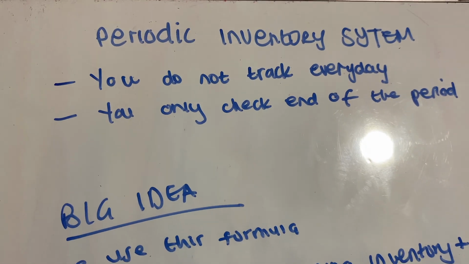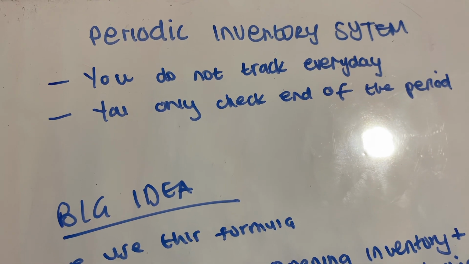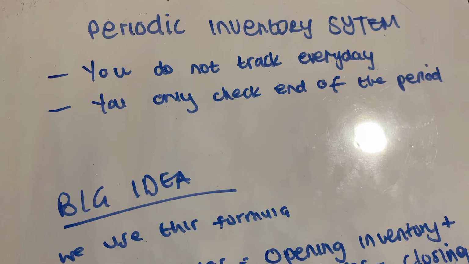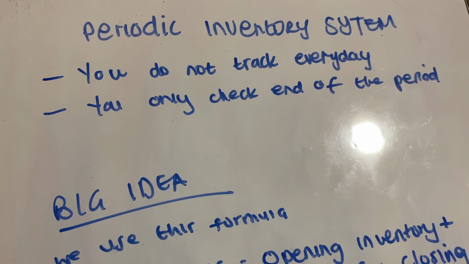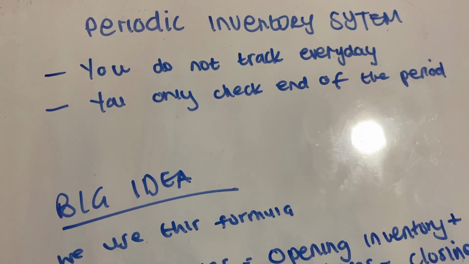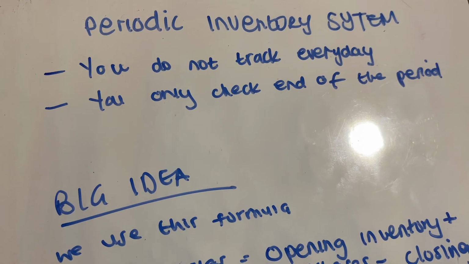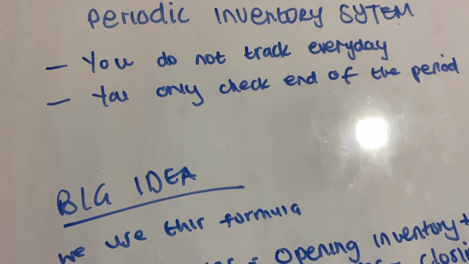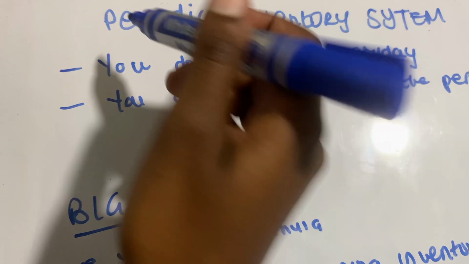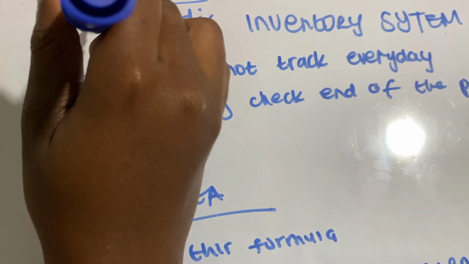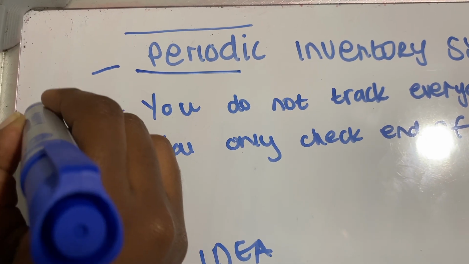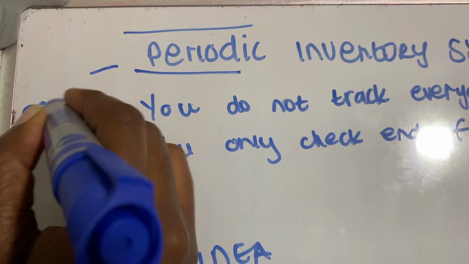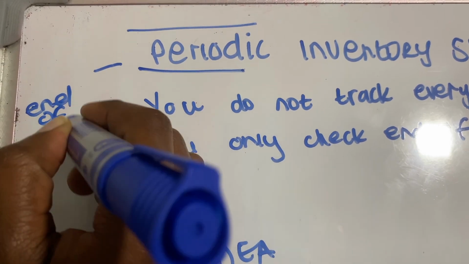Hello, and today we're going to be looking at the periodic inventory system. One thing that you need to know about the periodic inventory system is that you do not check every day. You only check at the end of the period. Periodic. So your keyword is period. Just remember that. Periodic, period, end of period.